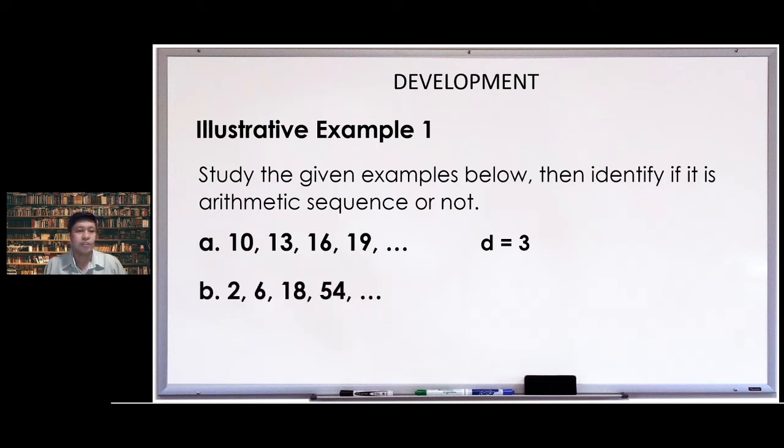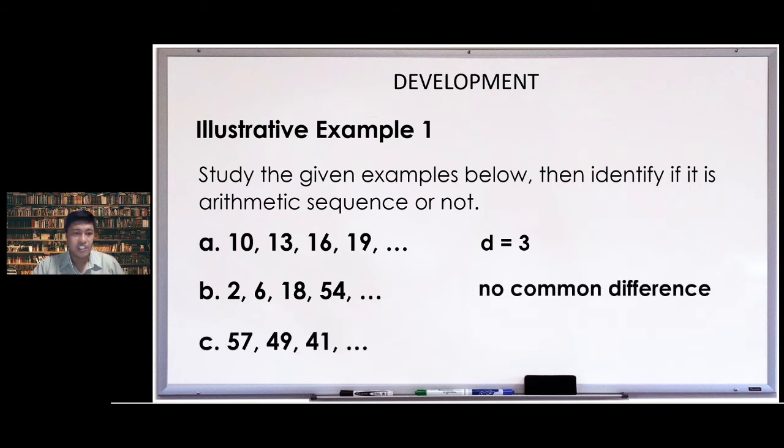Letter B. We have 2, 6, 18, 54, and so on. Is this an arithmetic sequence? Let us see. 6 minus 2 will give you 4. 18 minus 6 will give you 12. So from those two differences, we don't have a common difference. So this is not an example of an arithmetic sequence. Is that clear? Okay, very good.